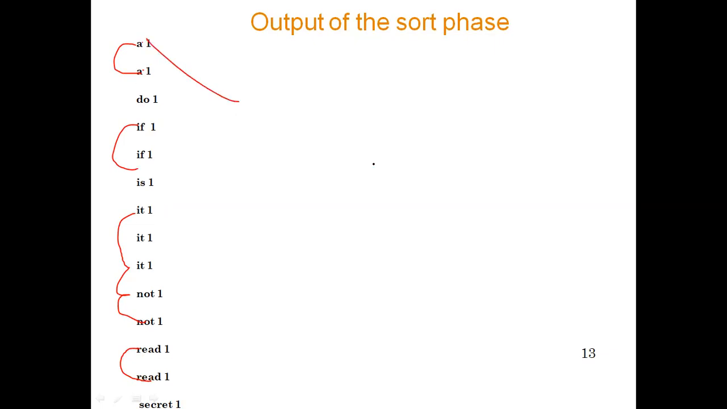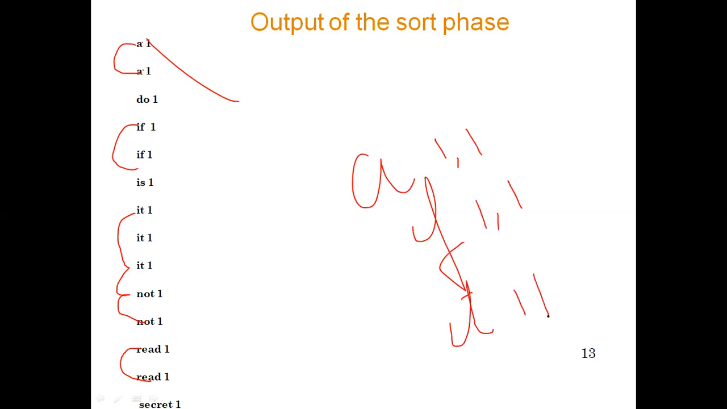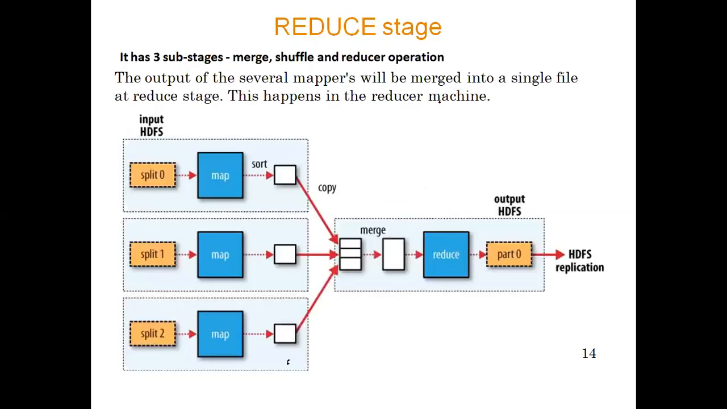We can reduce it like this: A, then if, then it, and appearance. Its appearance was 1, 1. If appearance 1, 1; it appeared 3 times, so 3 ones; and do was appearing only 1 time, so 1 only. So what if we write it this way? It will become easier, and this is what is going to happen in the next substage, which comes under the reduce phase. So this is the reduce stage.